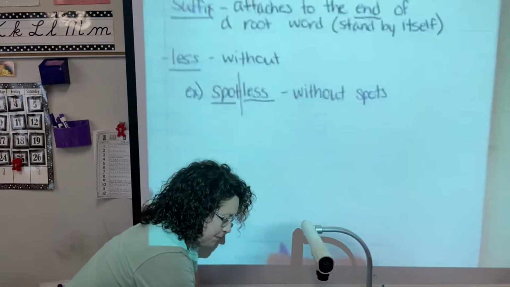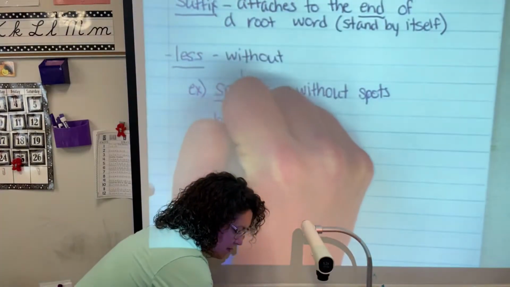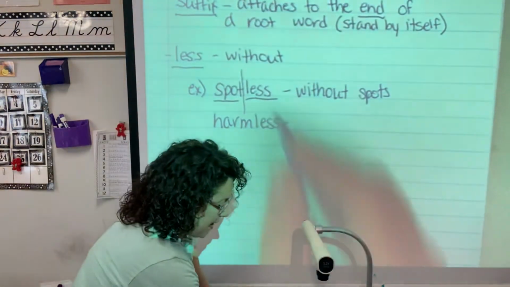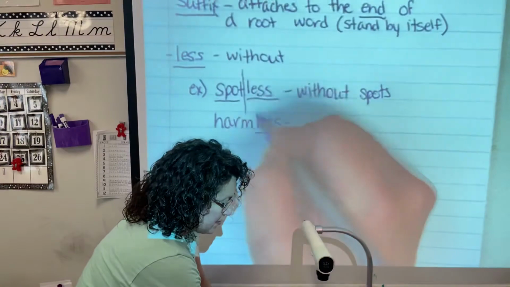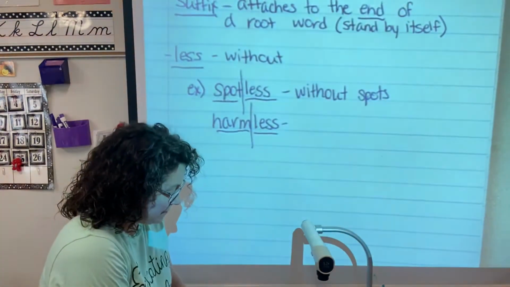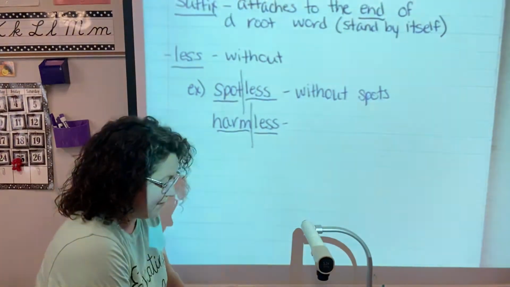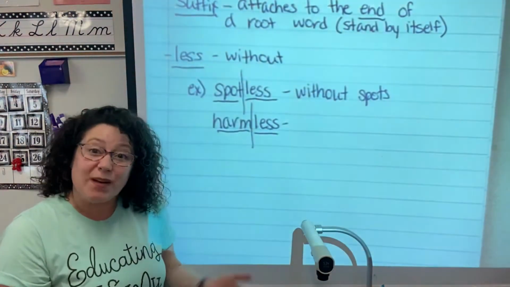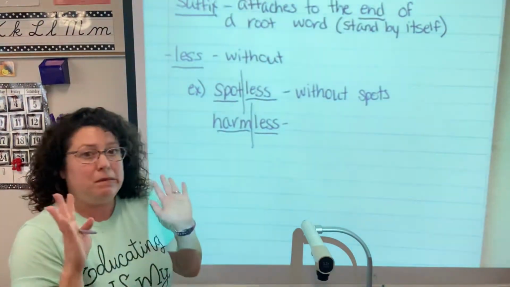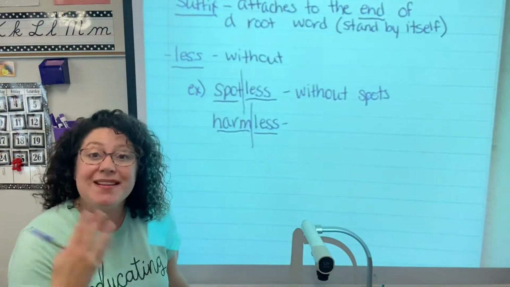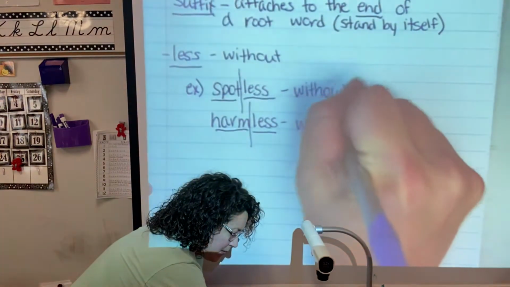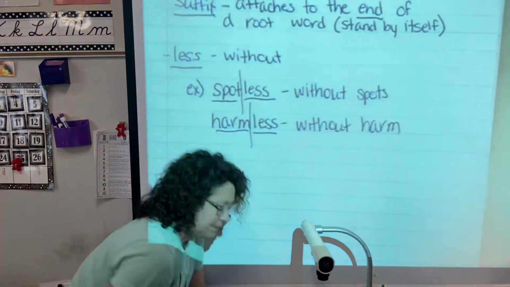Okay, let's do another one. Harmless. If I split my word up so I have my suffix and my root word separated, what would harmless mean? Less means without, so it'd be without harm. So if, say, a dog comes running at you barking, and the owner says, oh, he's harmless, it means he's not going to harm you. He's without the harm. Without harm.